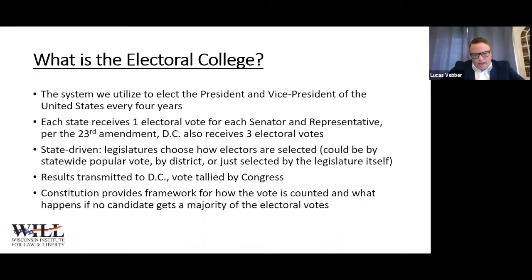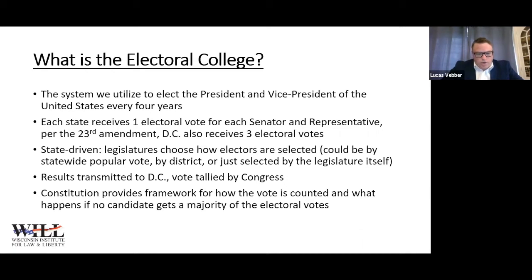So background. What is the Electoral College? Obviously, it's the system we use to elect the president and vice president of the United States every 4 years. Every state is allocated a set number of electoral votes equal to the total number of representatives they have in the House and the senators they have. That way, every state gets a minimum of 3 electoral votes per the 23rd Amendment, ratified in the early 1960s. The District of Columbia also gets 3 electoral votes.